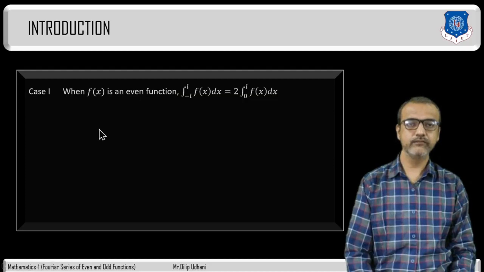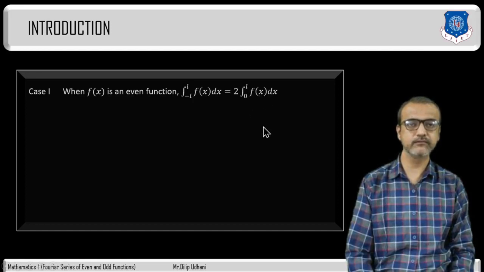Whenever you are given the interval -L to L, you have to check whether the given function is an even function or odd function. And then after that you have to find out the Fourier series of f(x). So based on even and odd functions, we have different cases. Case number 1: when f(x) is an even function, then we know that integration from -L to L of f(x) dx equals 2 times integration from 0 to L of f(x) dx.